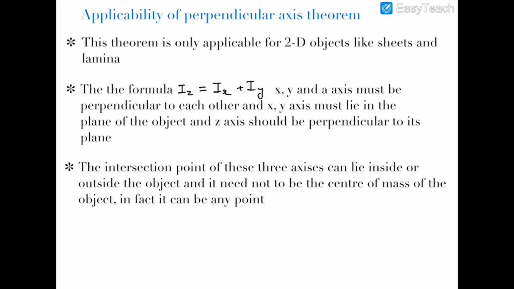For the third point, the intersection of these three axes can lie inside or outside the object, and it need not be the center of mass of the object. In fact, it can be any point. The intersecting point of these three axes can lie outside the body, inside the body, or it can be the center of mass, though it need not be. In fact, it can lie outside the body also.